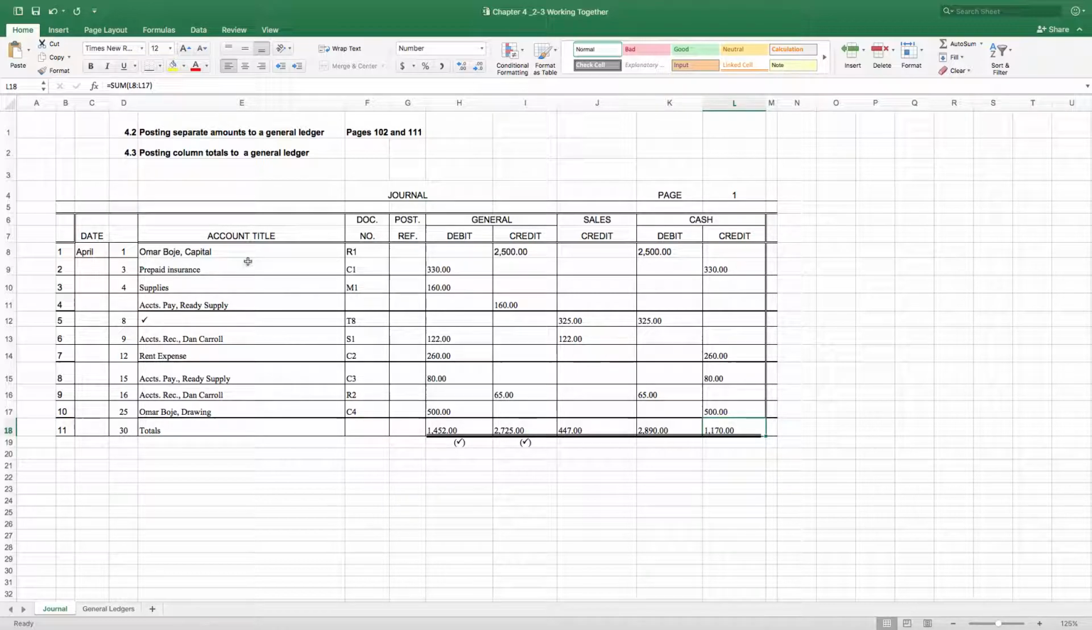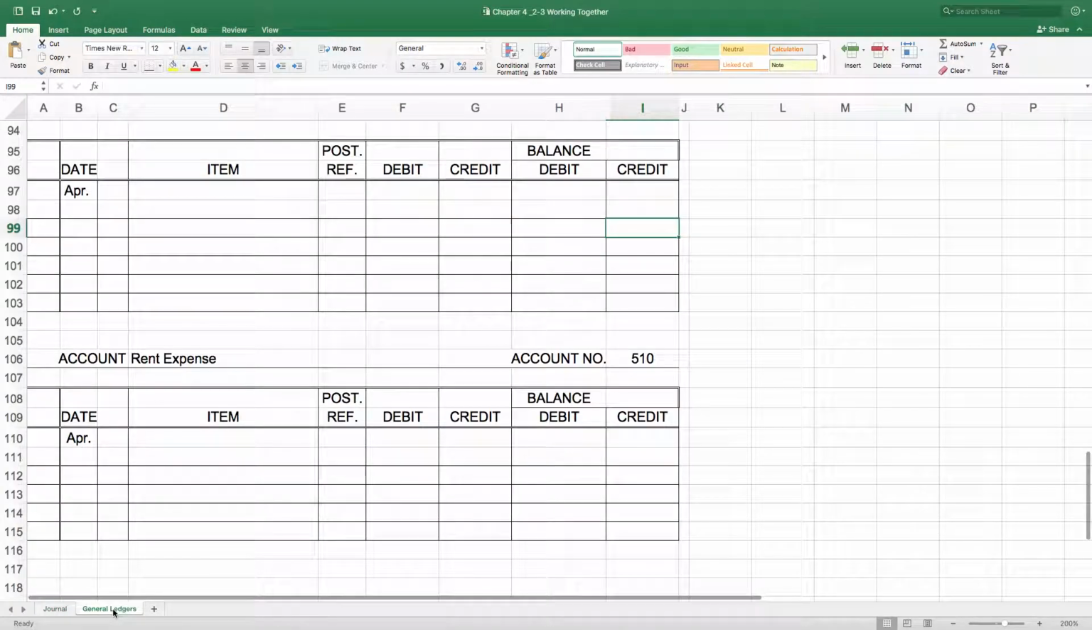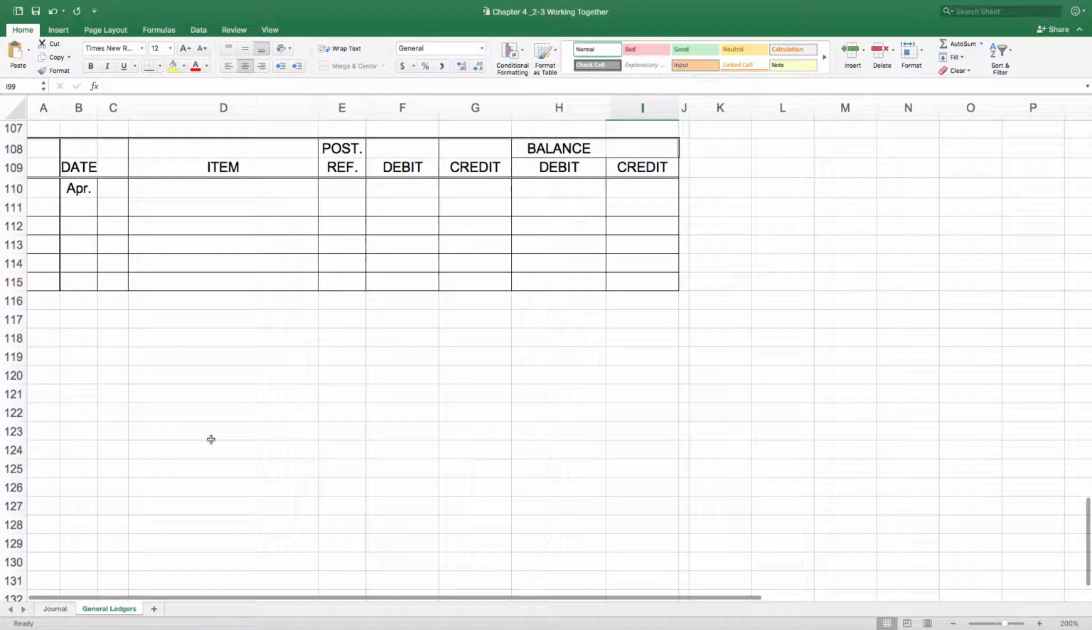The first account that we have in the journal is Omar Bohe Capital. So it is dated April the 1st and there's an amount $2,500 and it is a credit in the general. So we will go to the general ledgers tab. We will look for the capital account.